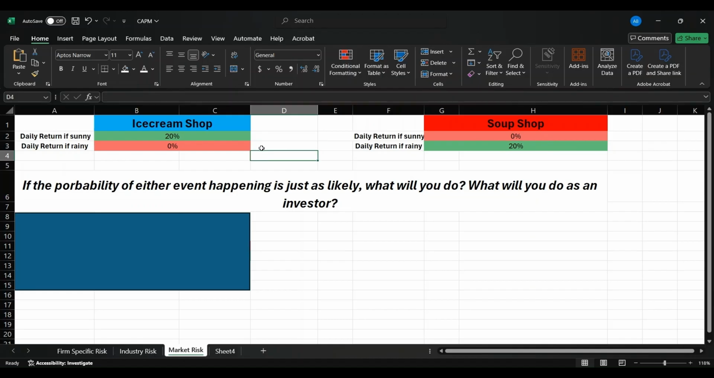Now, the weather is a market risk, meaning that it affects both the ice cream shop and the soup shop. In the broader market, this would be a type of risk that has an effect on all of the stocks in the market. So it would affect all of the stocks in the Pakistani stock exchange, for example. Now, in this situation, what would you do? Well, you cannot, through diversification, hedge against this risk.